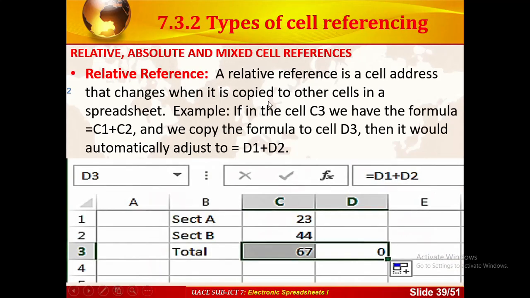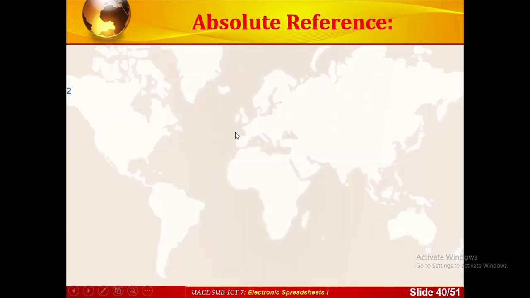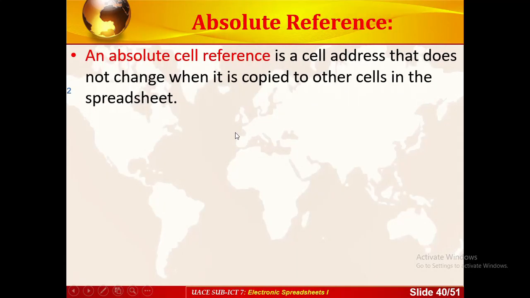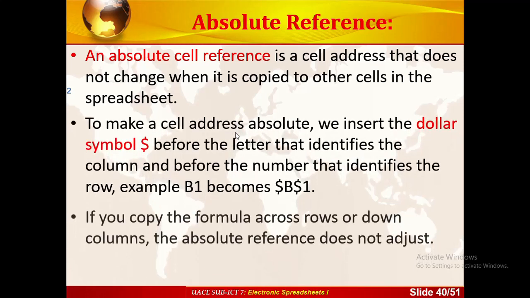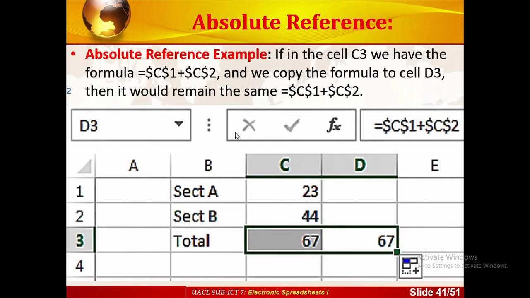But with what we call relative reference, this one actually changes when it is copied to other cells in a spreadsheet. Of course, then we have what we call absolute reference. This one doesn't change when it's copied to other cells or spreadsheet. And this one we always use a dollar sign. As you can see, these are dollar signs before or after the column letter and row number, or what we call a reference.